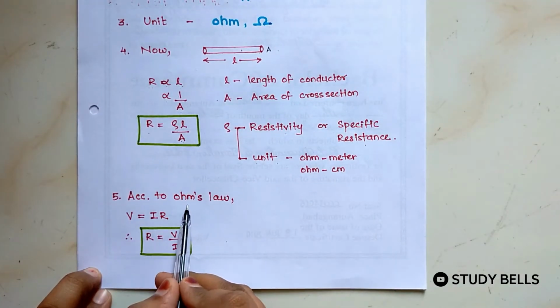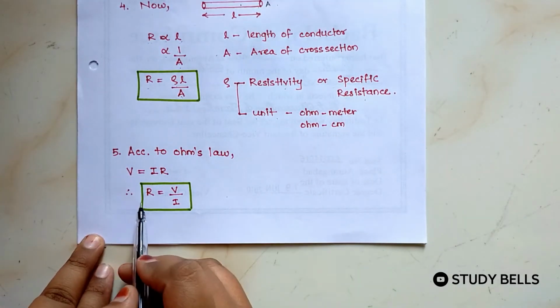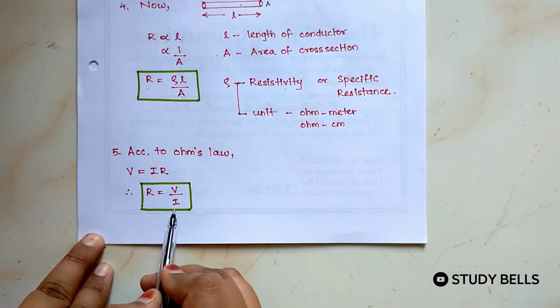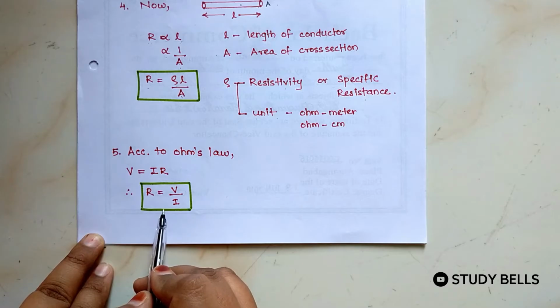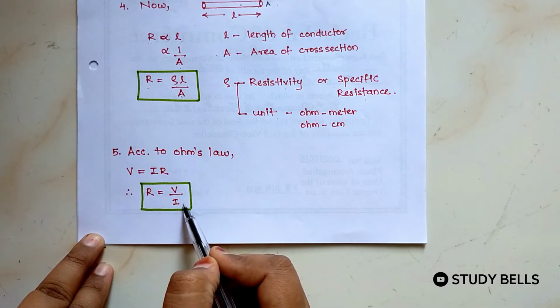According to Ohm's law, V is equal to IR. So, we can write R is equal to V by I. From this also we can find out resistance when voltage and current are known.